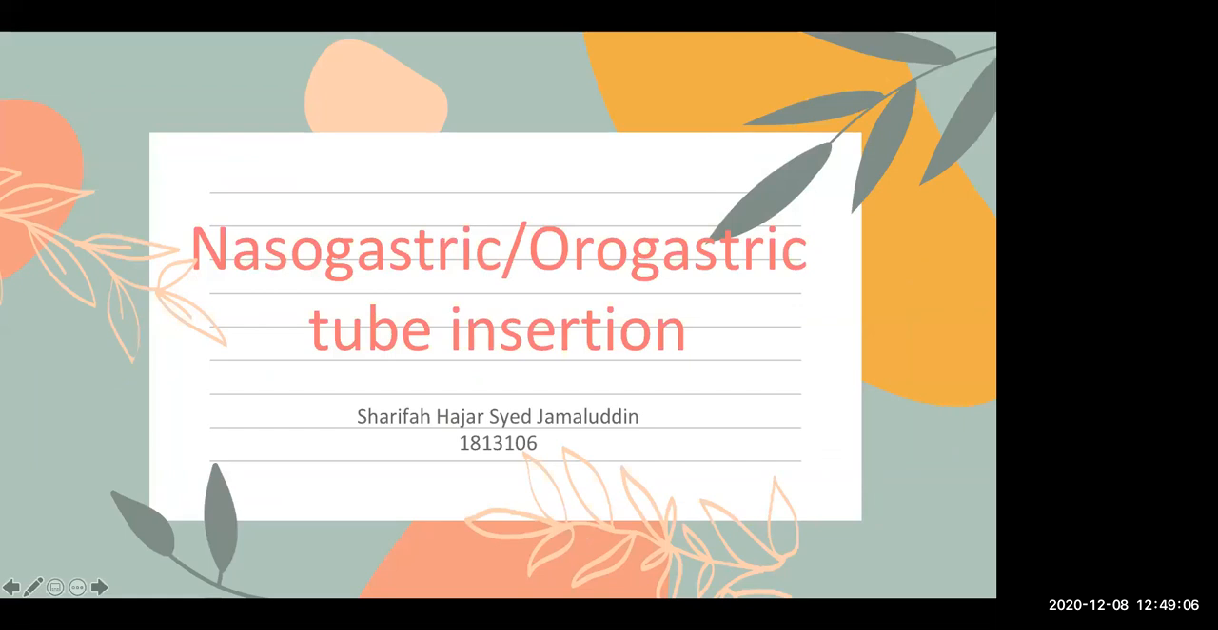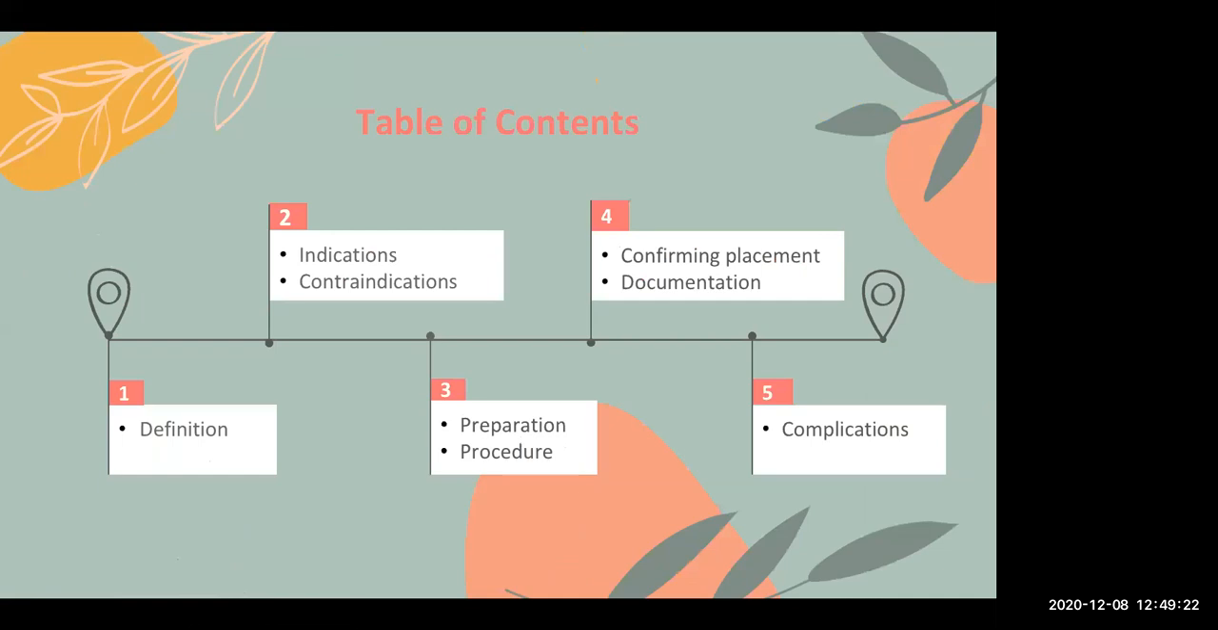Okay, my name is Sharifah Hajar binti Said Jamaluddin, 1813106. I'll proceed with the presentation with the title of nasogastric and orogastric tube insertion. This is the outline: definition, indication and contraindication, preparation and procedure, confirming the placement and documentation, and lastly, complication.